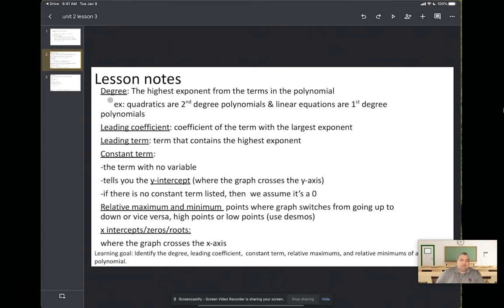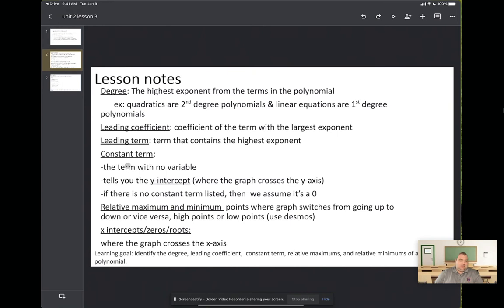So that's the degree. The leading coefficient is the coefficient of the term with the largest exponent. So whatever the coefficient of that term is, that's what we call the leading coefficient. And then the leading term is the term that has the highest exponent. So leading term and leading coefficient kind of go together with degree.